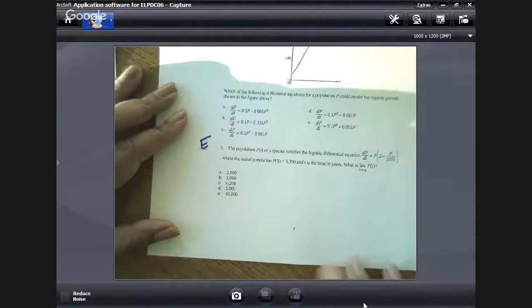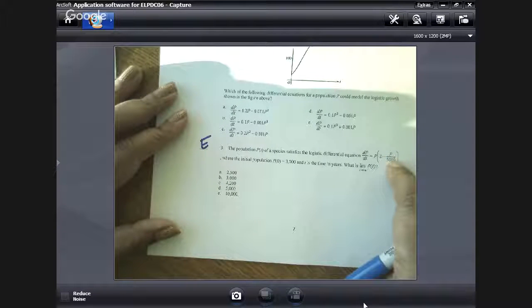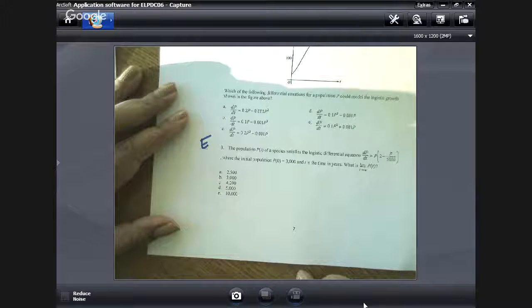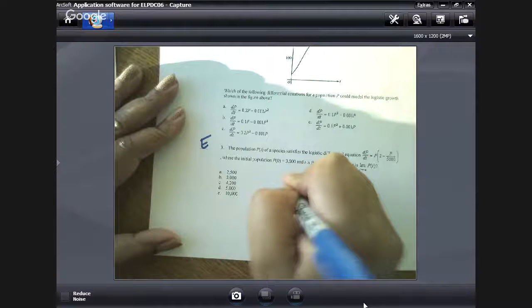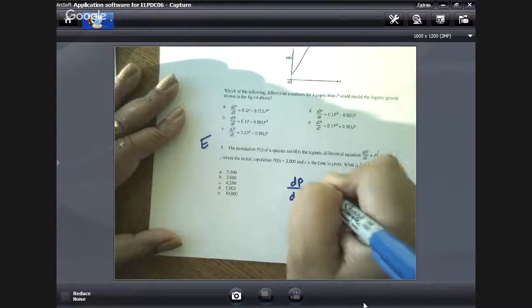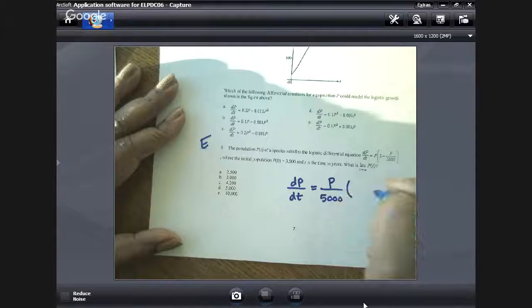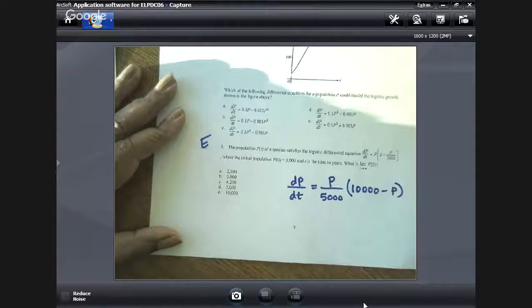Did I go too fast for you? If I put 10,000 in here for P, 10,000 divided by 5,000 is 2, right? 2 minus 2 is 0. That means that the carrying capacity must be 10,000. If you're not convinced, you could factor out 1 over 5,000 and get it to look like the form that we're familiar with. dp dt is equal to 1 over 5,000 P times 10,000 minus P. I'm still getting 10,000.